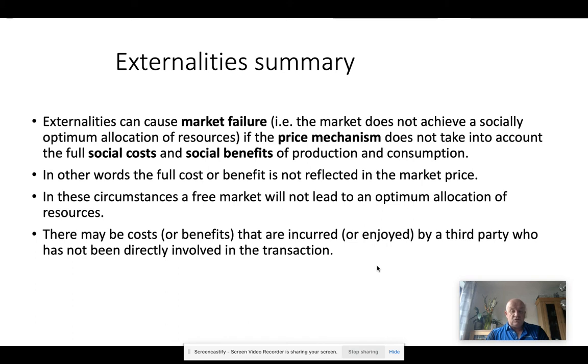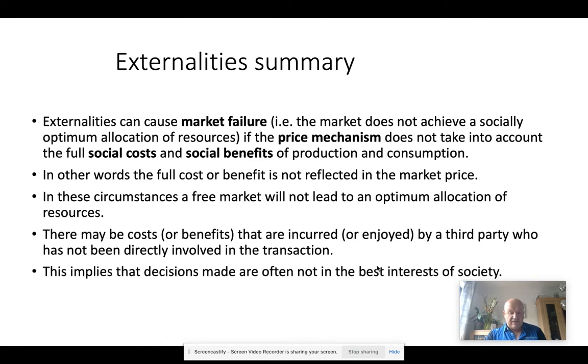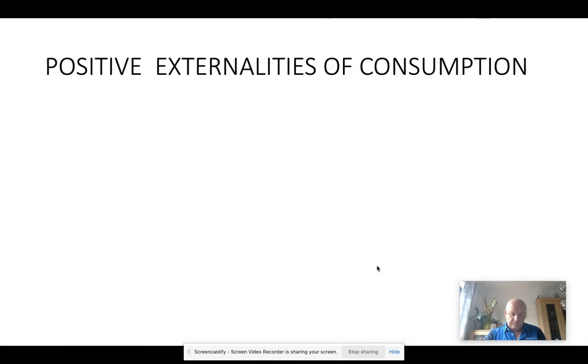Clearly, in this instance, it could be costs or benefits that are incurred or enjoyed. So obviously costs are incurred, benefits would be enjoyed by the third party who hasn't actually been directly involved in that transaction. Okay, and as a result of that, the implication is that these decisions are not being made with the best interests of society at heart. Okay, and again, that could be down to a producer having more information and asymmetric information being at play, and we'll see a little bit later that can be a bit of an issue that needs to be considered too.